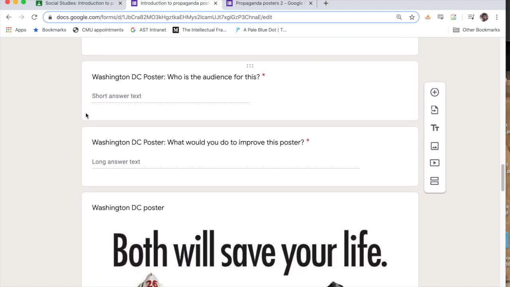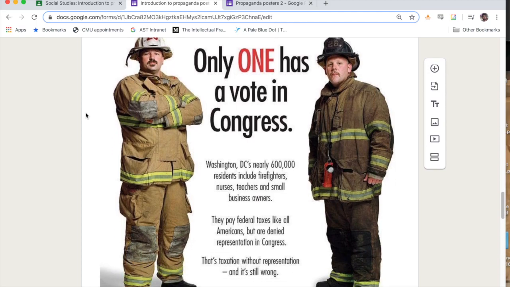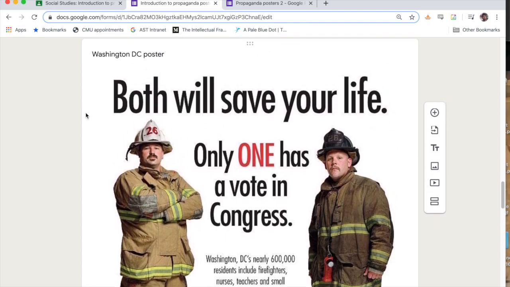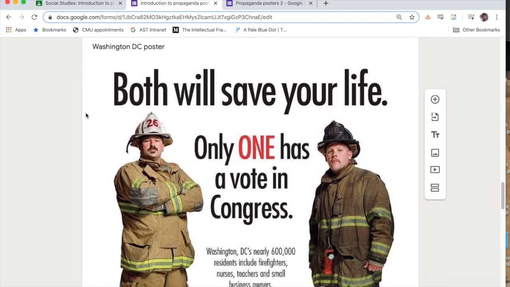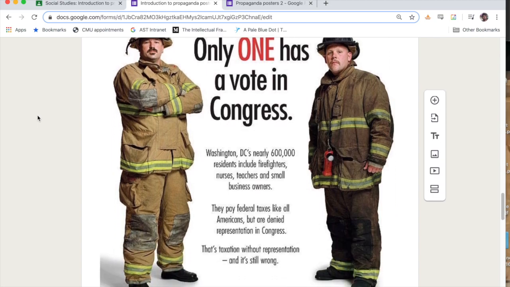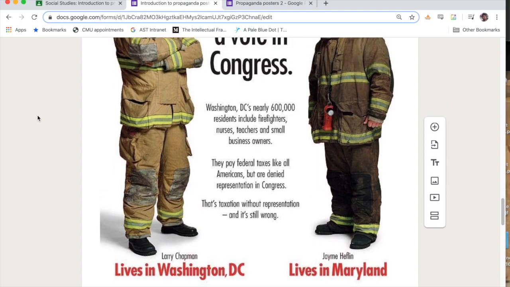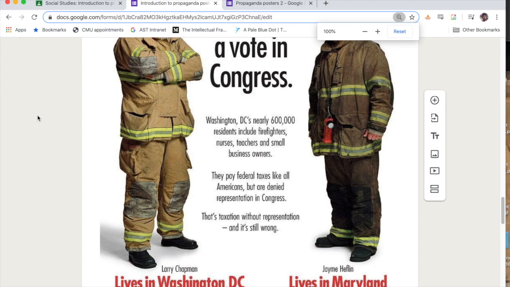The Washington, D.C. poster. This one, I tried to pick a poster that I thought wasn't great, to drive home the point that a lot of times these things will have a lot of true information, but they're also trying to get you to agree with them. So even if they're not lying, even if it's all true, there's still something going on where they're trying to play with your emotions.